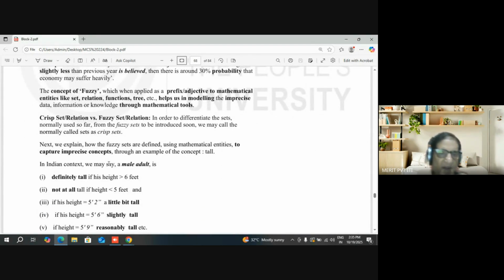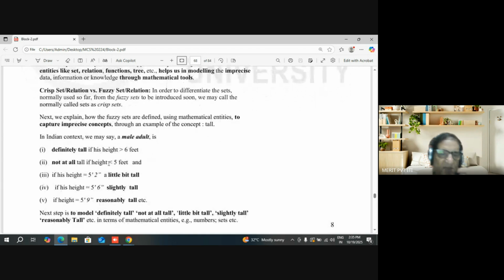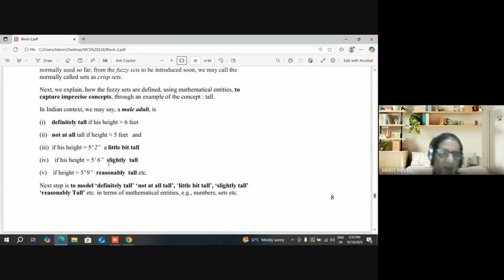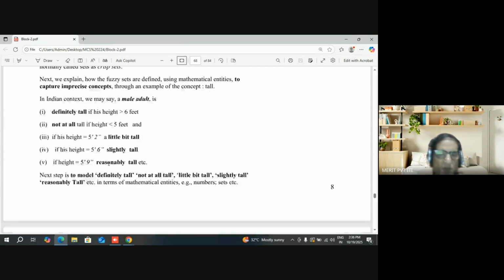So, for example, in any text, we say a male adult is definitely tall if his height is greater than 6 feet. Not at all tall if height is less than 5 feet. If his height is 5 feet 2 inches, a little bit tall. If height is 5 feet 6 inches, slightly tall. If height is 5 feet, reasonably tall. The next step is to model definitely tall, not at all tall, little bit tall, slightly tall. How do we put this mathematically?